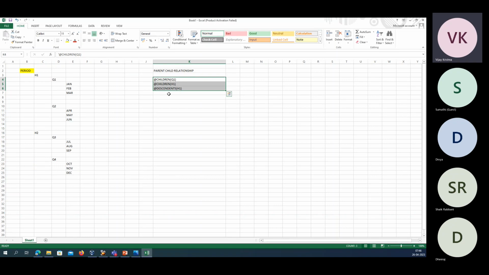So these are very, very important functions when we go to the future classes on business rules. These are the functions that we will be using, and there are other functions also that we'll be using. To refer to the members, we are not saying Jan, comma, Feb, comma, March, comma, April, which will take a lot of time. Instead of that, we are just using these functions, which is called the parent-child relationship. In the same way, we can also use generation references.